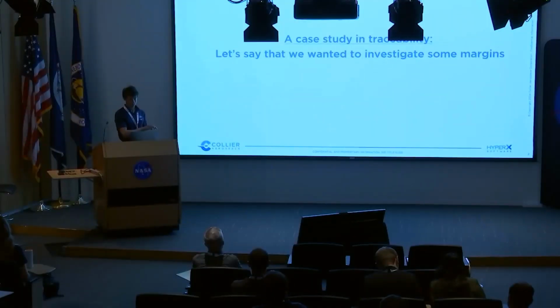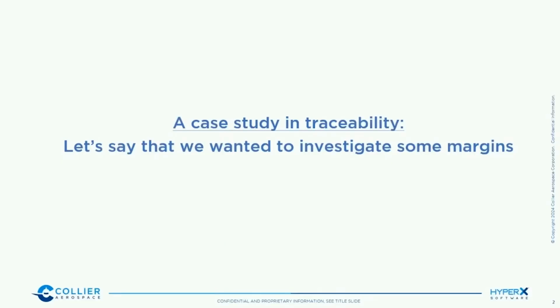So getting right into it, I'd like to talk about a case study in traceability. Let's say that we wanted to investigate some margins. You might want to do this for any number of reasons. Maybe this is your first time using a method and you don't really know what it does, but you want to try to figure out what it does. Maybe this is a method you're actually pretty familiar with and this margin is suspect. You know, you're like, well, why is that happening? You need to go look at it.